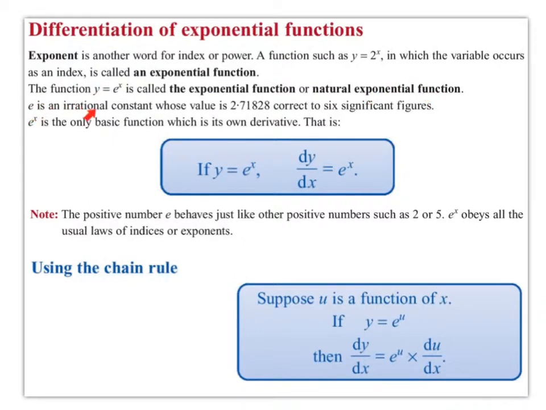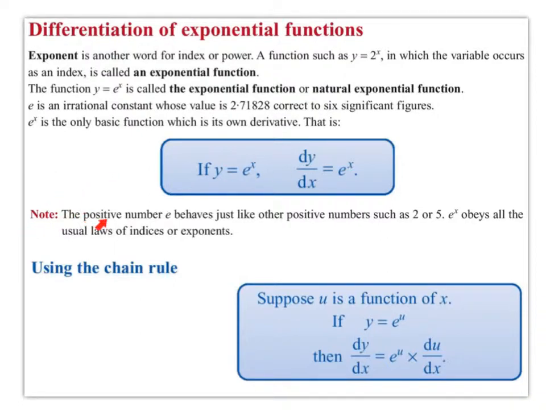E is an irrational constant whose value is 2.71828 correct to 6 significant figures. E to the power of x is the only basic function which is its own derivative. That is, if y equals e to the power of x, then dy dx, so the derivative, is also equal to e to the power of x.